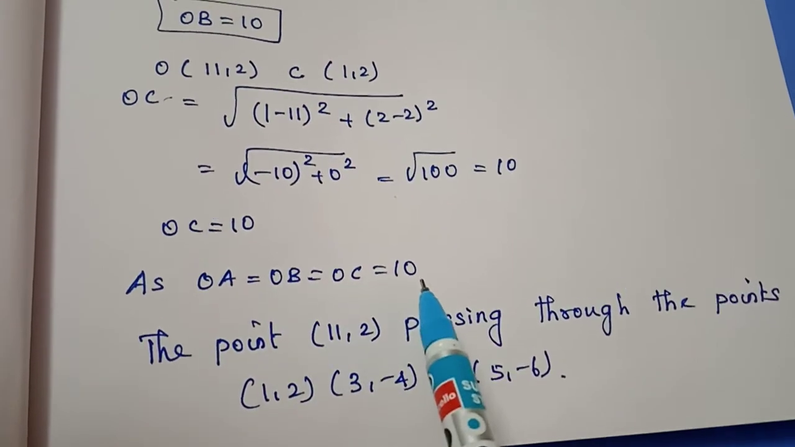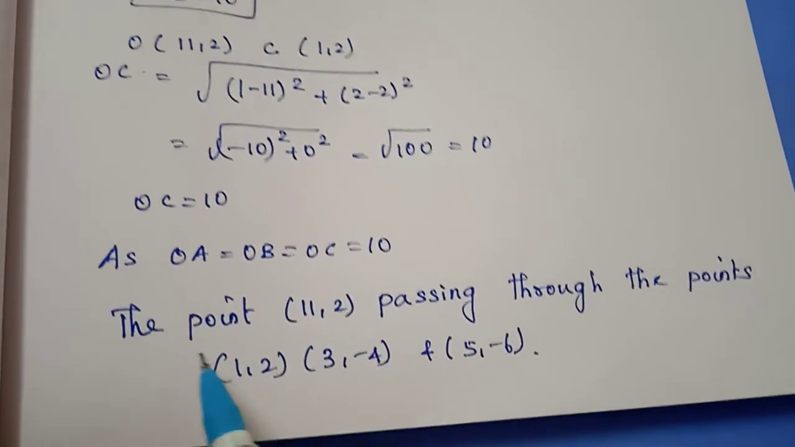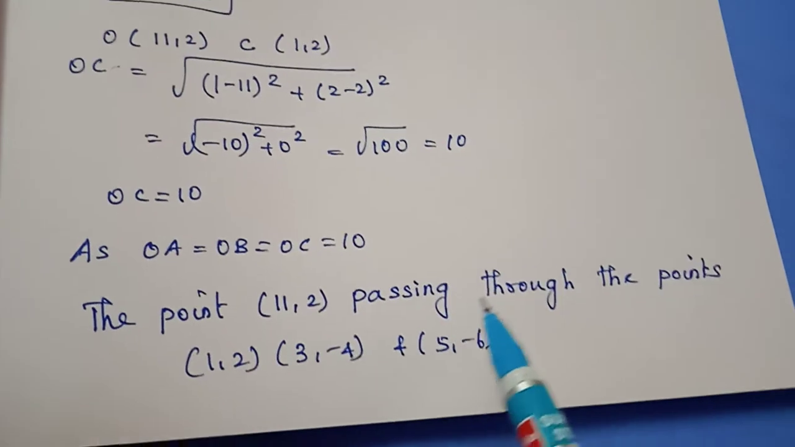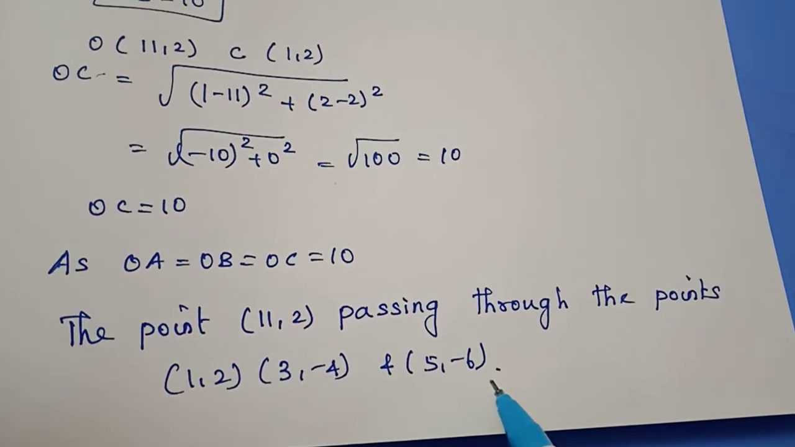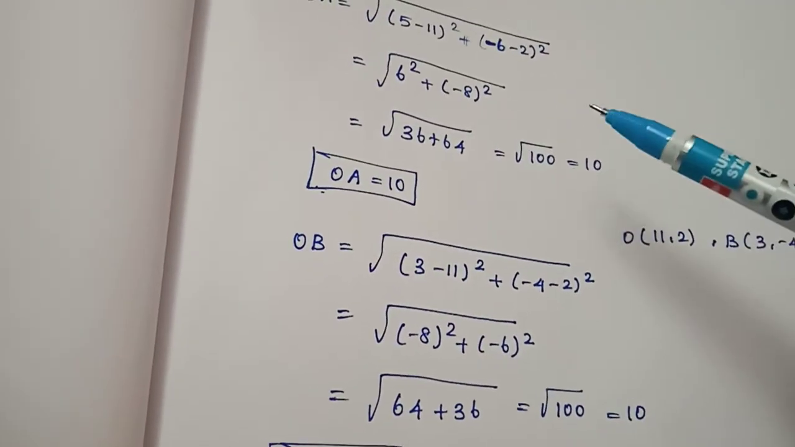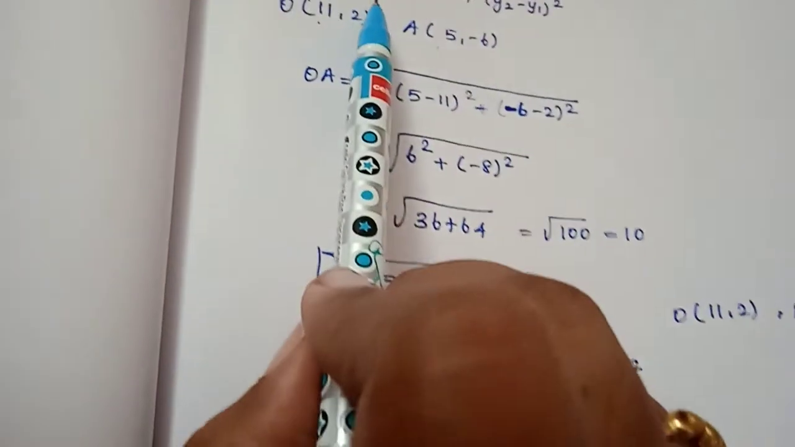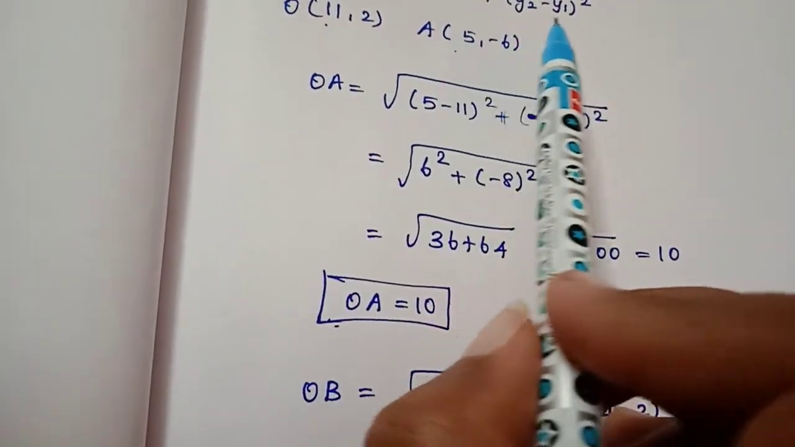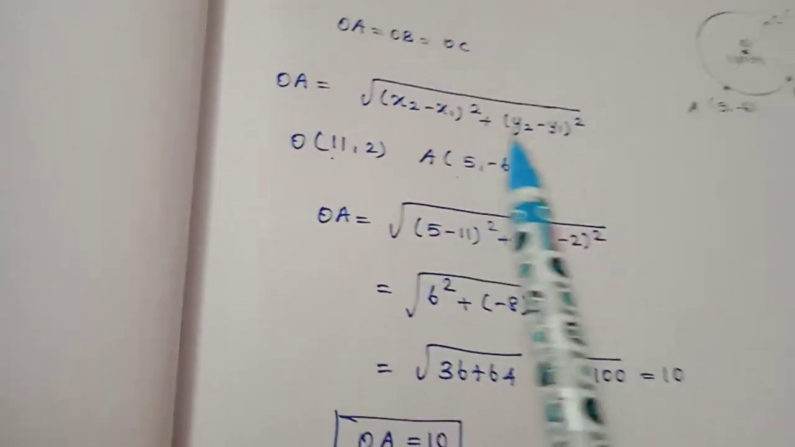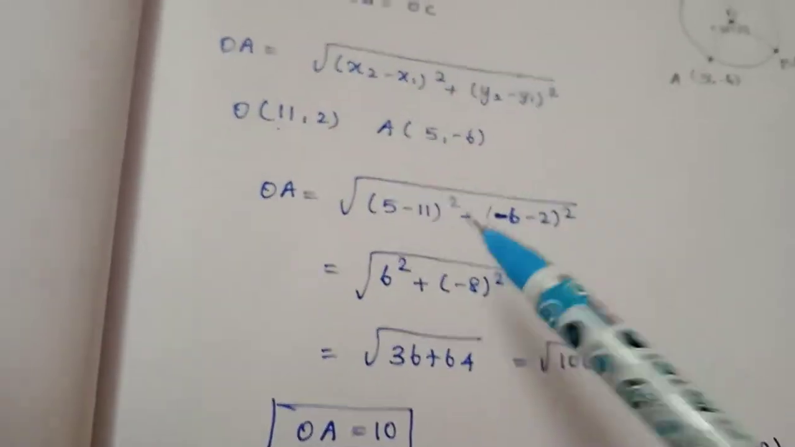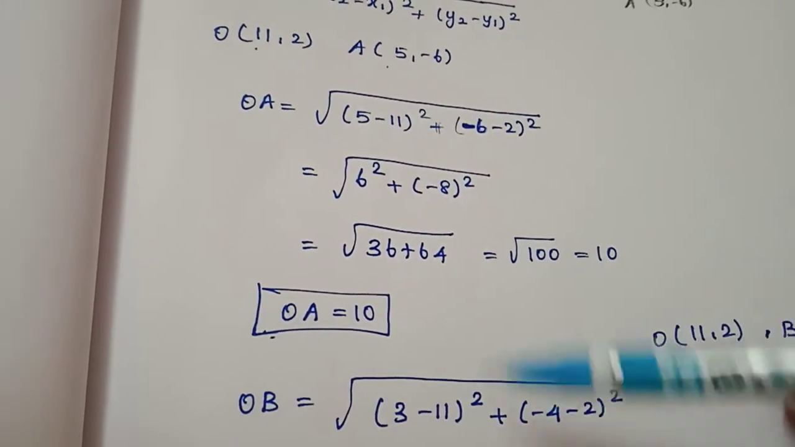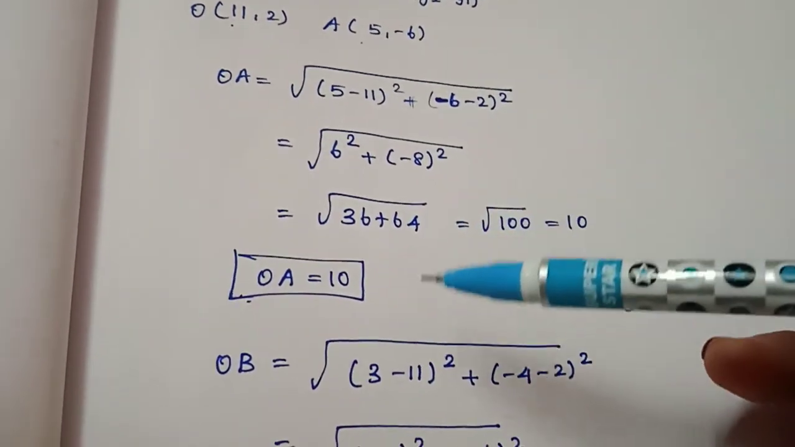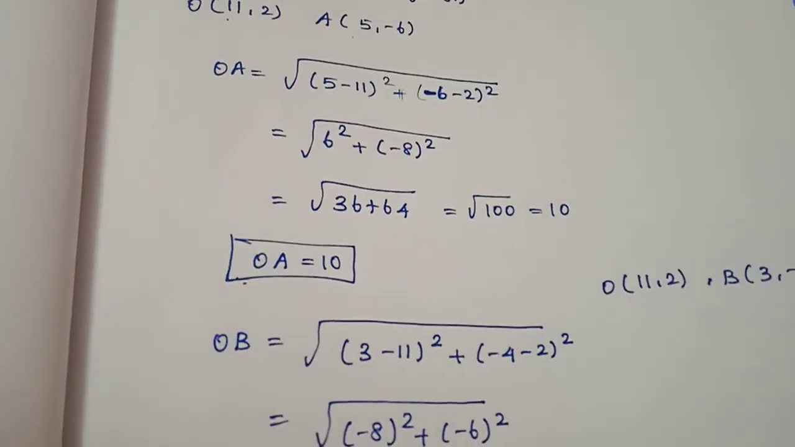Since all three values are equal, we can say that the point (11, 2) is the center of the circle passing through the points (1, 2), (3, -4) and (5, -6). As I said, in this exercise 5.2 we are using the same formula throughout, that is, (x2 minus x1) the whole square plus (y2 minus y1) the whole square. We have already done so many problems using this formula, that's why I didn't explain every step. Just substitute the values and you will get the answer.